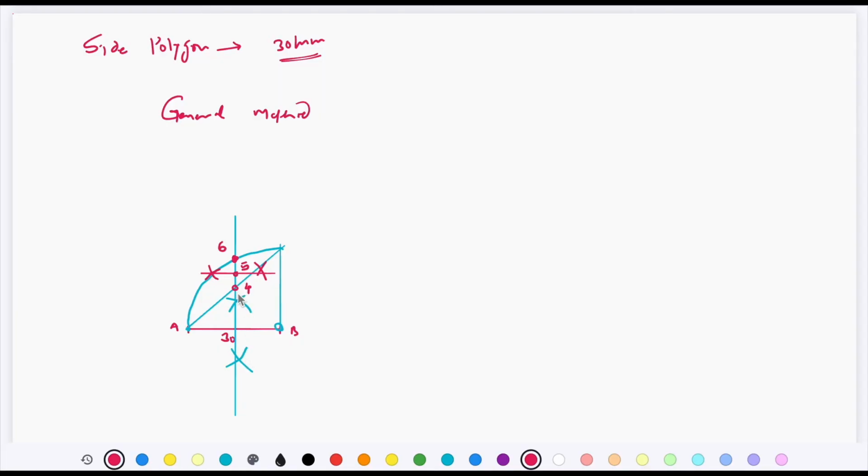Now once you have got the length of 4, 5 or 5, 6, that is the value of a single division, take that distance in a compass. You can locate point number 7, point number 8 and so on. You can locate any point. Similarly, you can locate point number 3 on this side also.